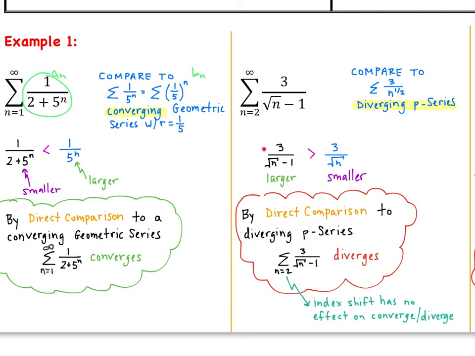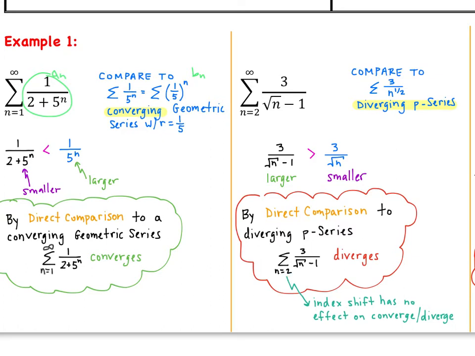Now a sub n is the larger one because our denominator is smaller than this denominator. Our numerators are staying the same. So since the smaller one diverges, the larger one also has to diverge. So by direct comparison to a diverging p-series, this series has to diverge. Now, one thing to notice is we're starting at n equals 2 versus before we were at n equals 1.